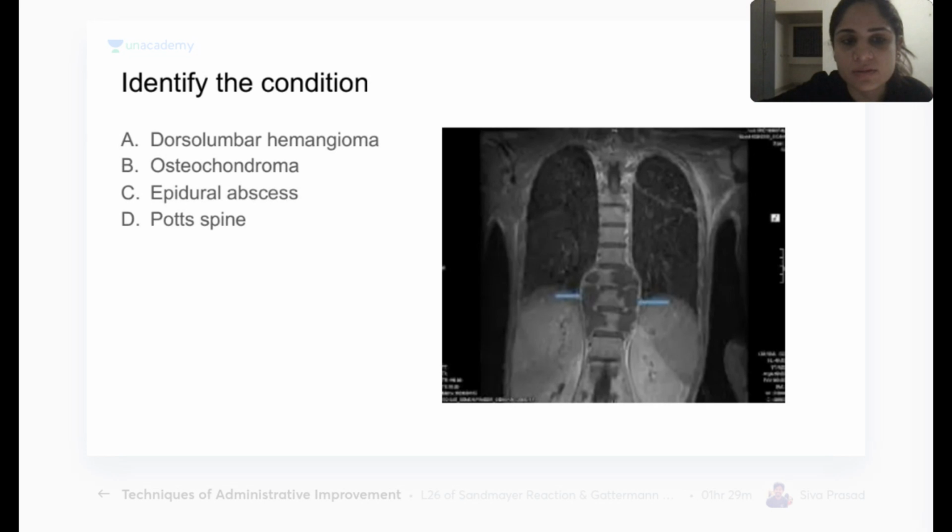So last question for today, I think: identify the condition in this case. Dorsolumbar hemangioma, osteochondroma, epidural abscess, or Pott's spine.